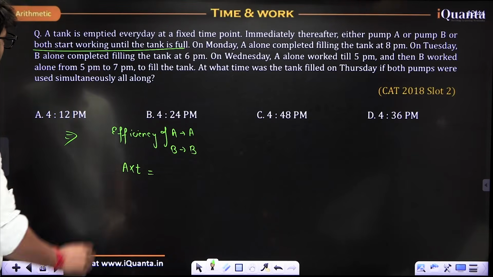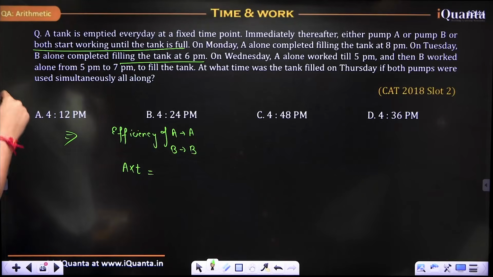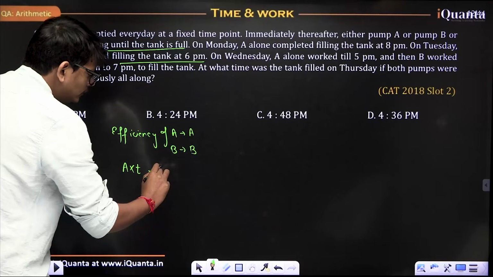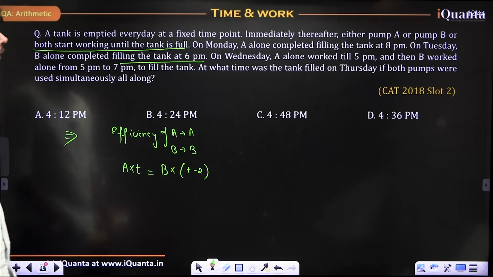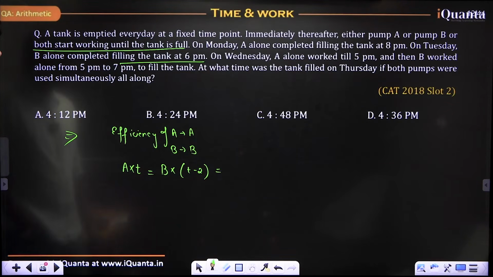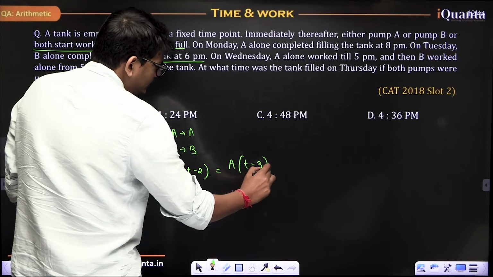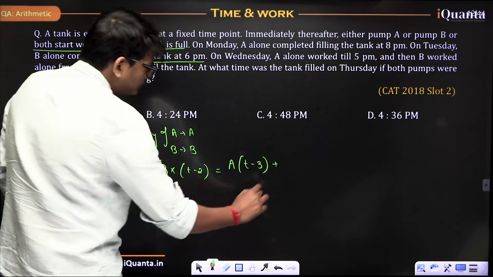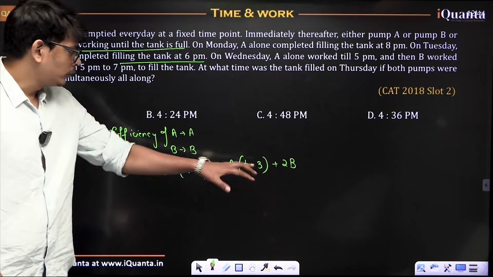On Tuesday, B alone completed filling the tank at 6 p.m. That means as compared to A, B is taking 2 hours less. So efficiency of B into T minus 2. On Wednesday, A worked till 5 p.m. That means A worked T minus 3 hours, and then B worked alone from 5 p.m. to 7 p.m. So B worked for 2 hours to fill the tank. So this is total work, you can see.